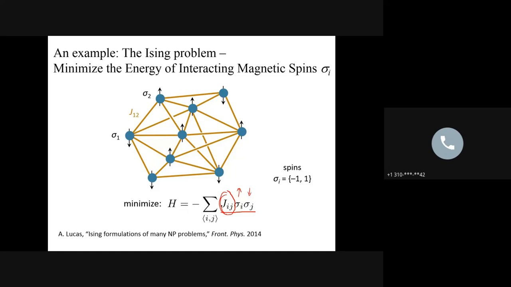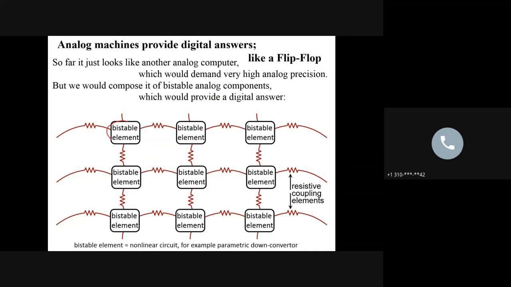You think of your magnet as a bistable element, and it could be a little circuit, or there are many bistable elements in physics, and then you couple them. In this case, we're coupling them with resistors, but you could couple them with inductors, it doesn't matter. And they will organize themselves. Since they're bistable, you'll end up with a digital answer. So this is a very important point to keep in mind. Even though it's a physics machine, it does not give you analog answers. It gives you digital answers.